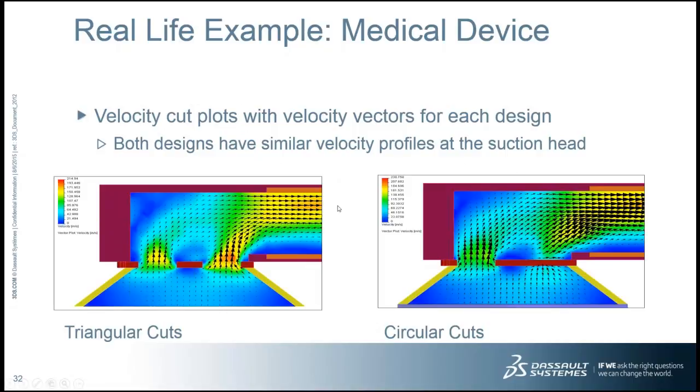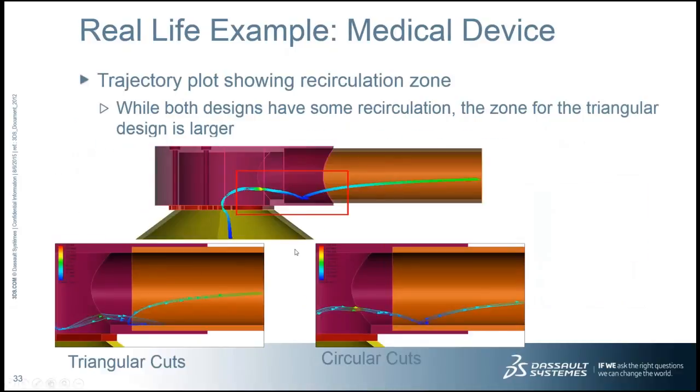But as we get into our velocity cut plot, they're similar. You can see we've got a little bit higher velocity with the circular cuts. But one thing to note when you're looking at these results, the arrows represent the direction, but they also represent the magnitude. The bigger the arrow, the greater the magnitude of the velocity. Now, this is an important thing to look at when we're thinking about circulation or turbulence inside a system.